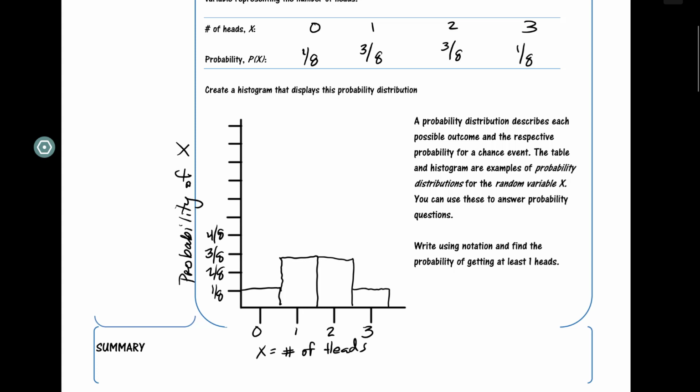And we can use this to answer some interesting questions, such as, what's the probability of getting at least 1 heads? Well, at least is going to use this greater than or equal to symbol. Probability is going to use the capital P, right? That's going to represent probability.